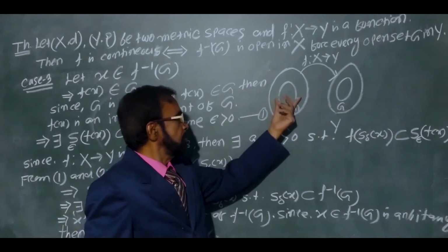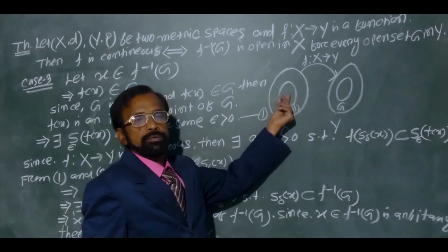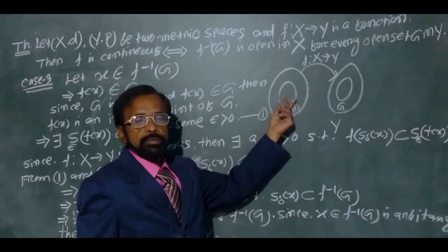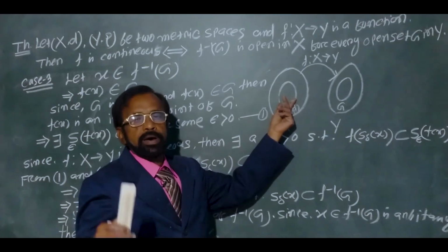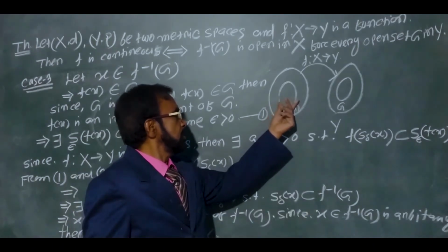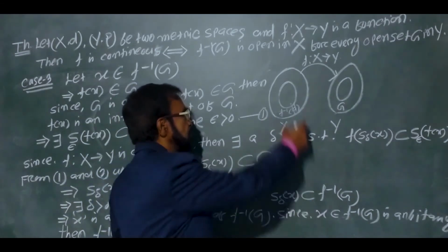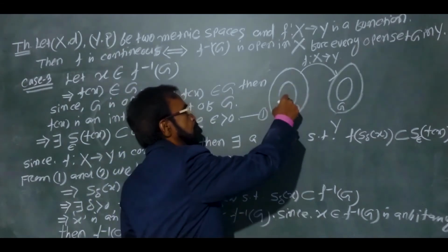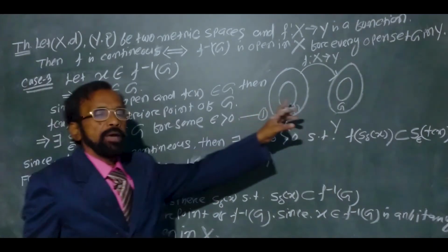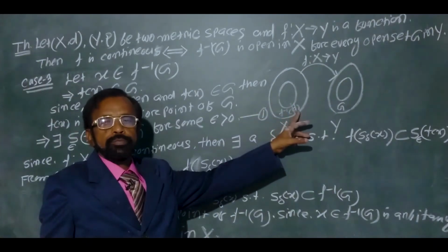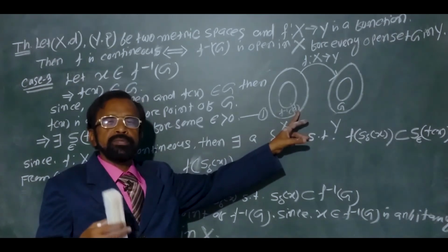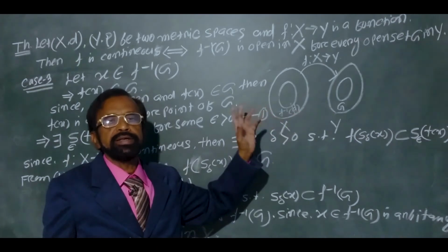Suppose f inverse G is equal to the null set phi. Then f inverse G is also open, because we know that the null set phi and whole space X are both open. Let us consider the case when f inverse G is not equal to phi and also not equal to X. We have to show f inverse G is open. In order to prove f inverse G is open, it is sufficient to show that every element of f inverse G is an interior point.